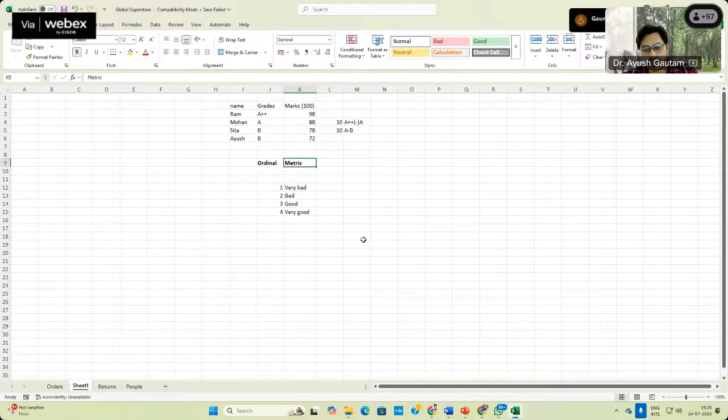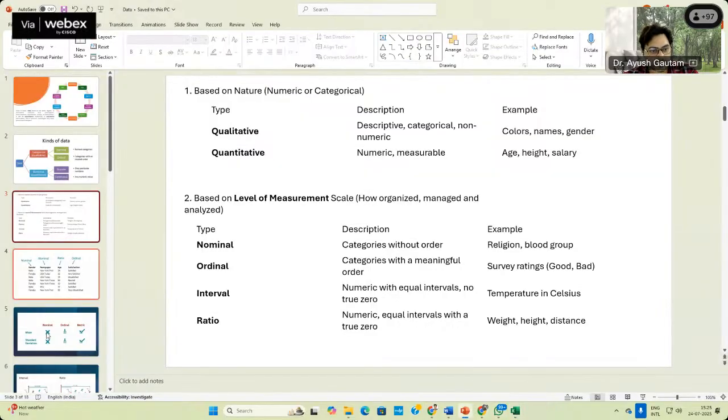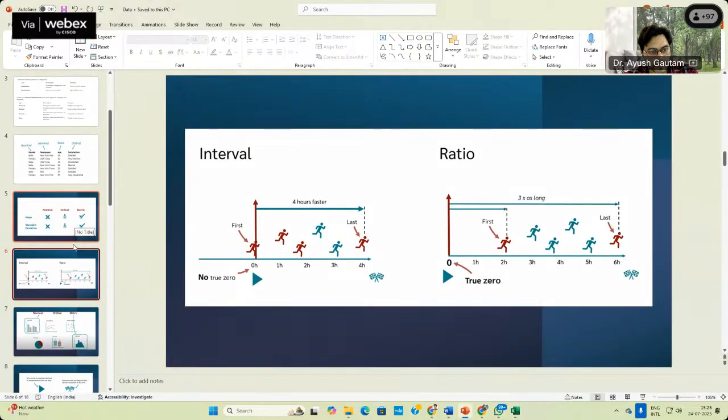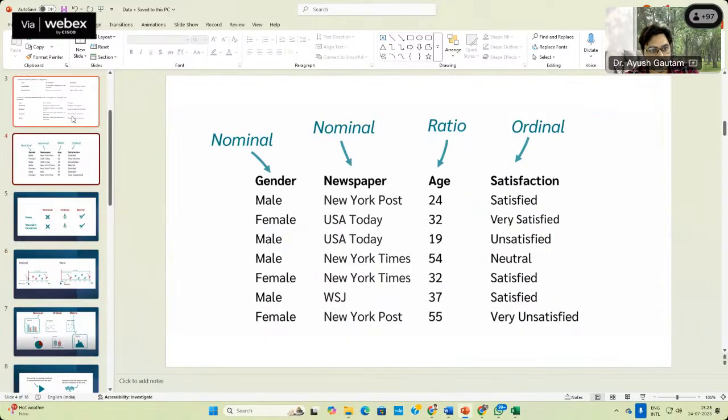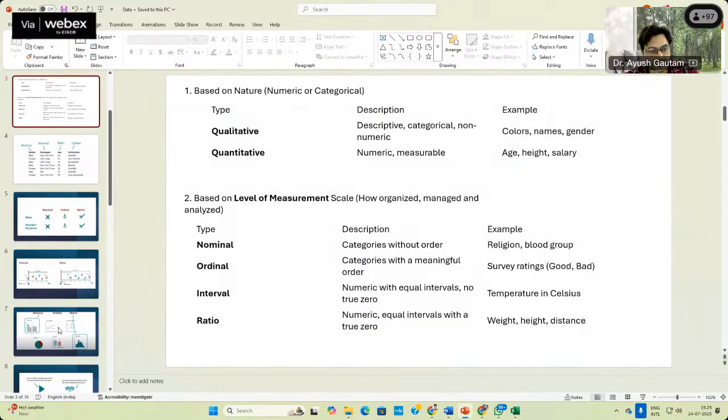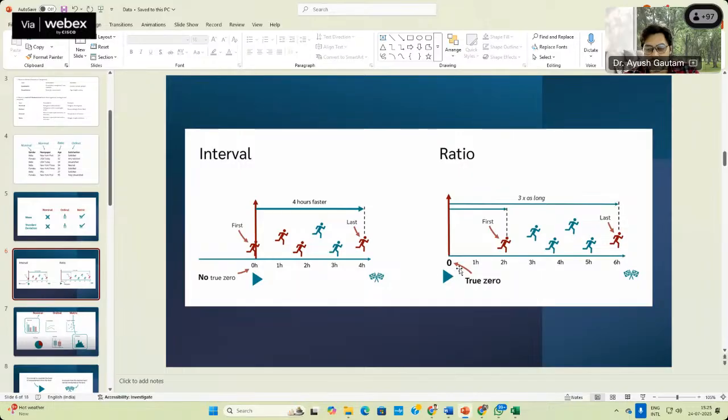Let's come there. ठीक है, वो confusion भी मैं clear करता हूँ. देखिए interval ratio data में क्या था? There is a true zero defined. If there is a true zero defined, then the data is called ratio data. Marks in an exam, weight, height, distance: for these there is a true zero defined, so that is called ratio data.